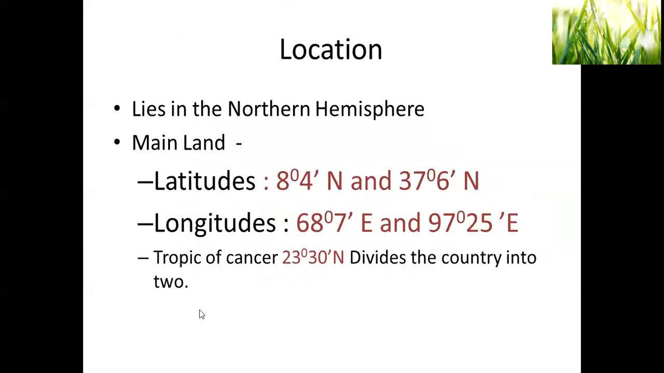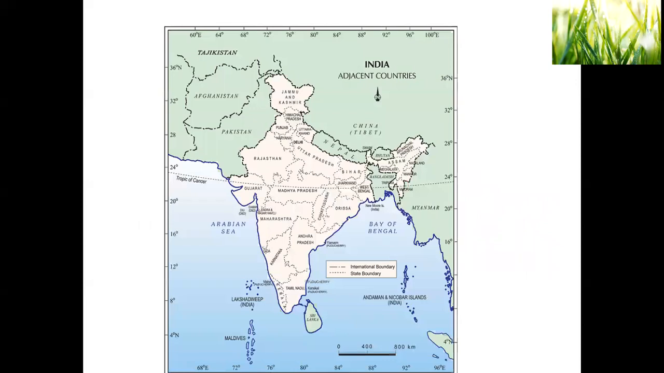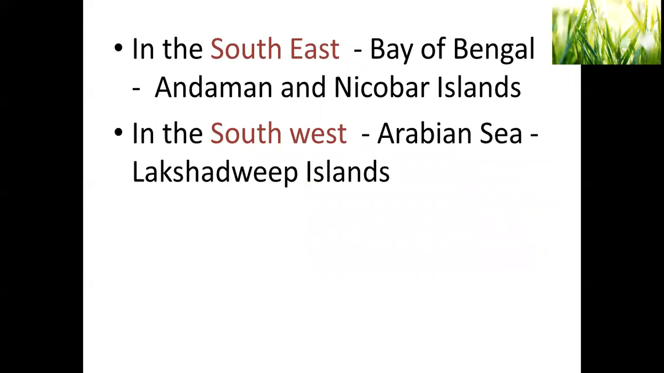So the same thing, it is the importance of location. It lies in the northern hemisphere. Latitudes are 8 degree 4 north and 37 degree 6 north. Longitude 68 degree 7 east and 97 degree 25 east. Tropic of Cancer, 23 degree 30 north, divides the country into two. So all this we have seen.